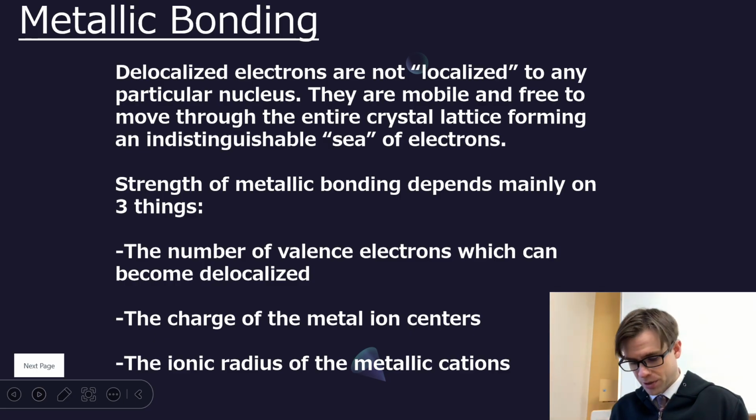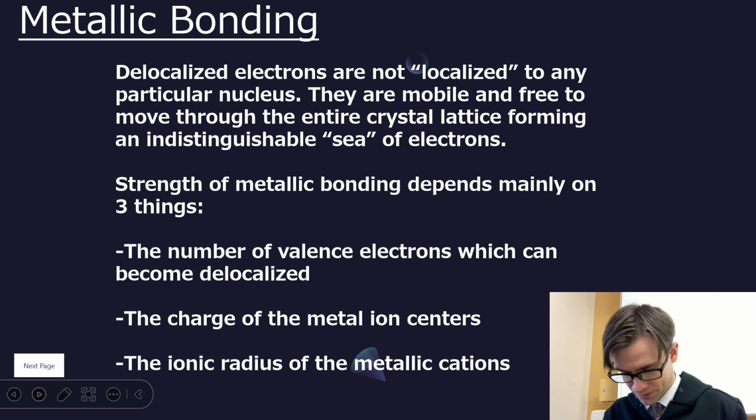The strength of metallic bonding depends mainly on 3 things. First, the number of valence electrons which can become delocalized. So you have to look at the valence electrons. Generally, only the valence electrons, if any electrons, will be delocalized. So things like sodium can delocalize 1 per nucleus. Things like magnesium can delocalize 2. Things like aluminum can delocalize 3. So the more that you have, the stronger your metallic bonding can be.